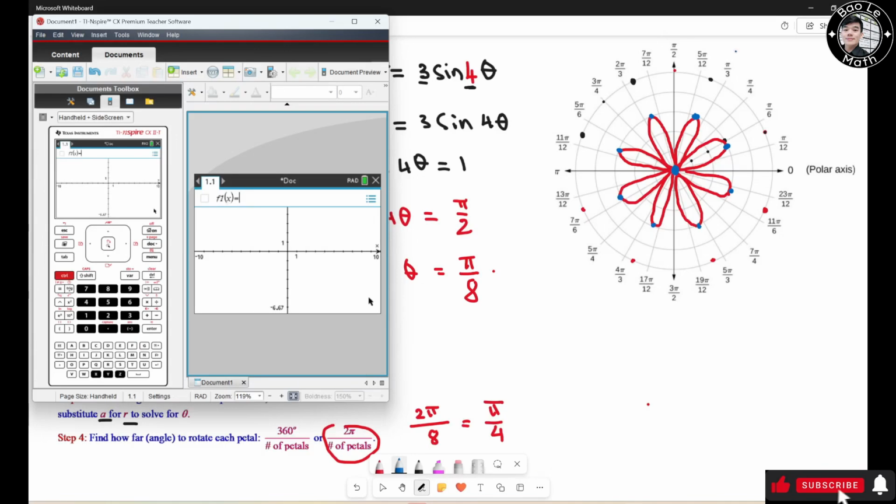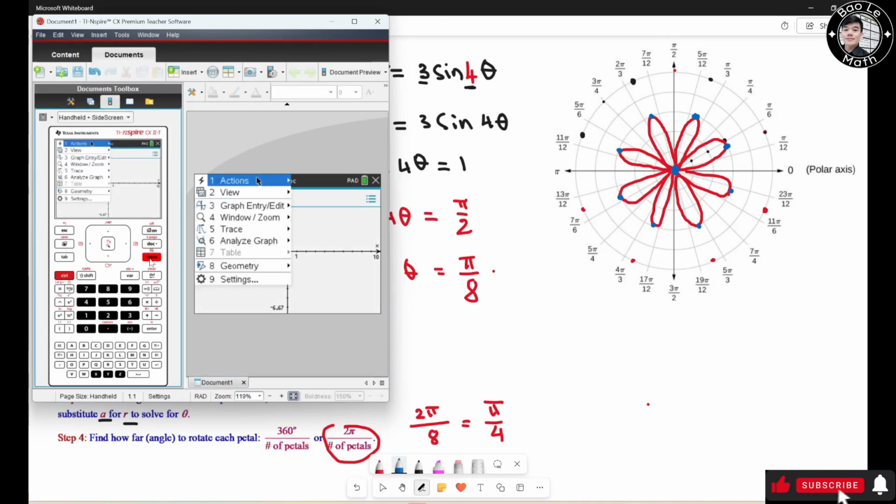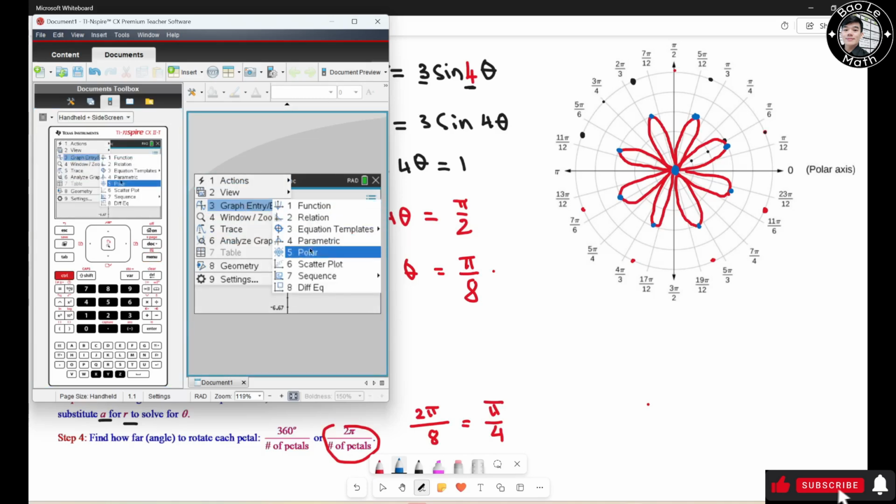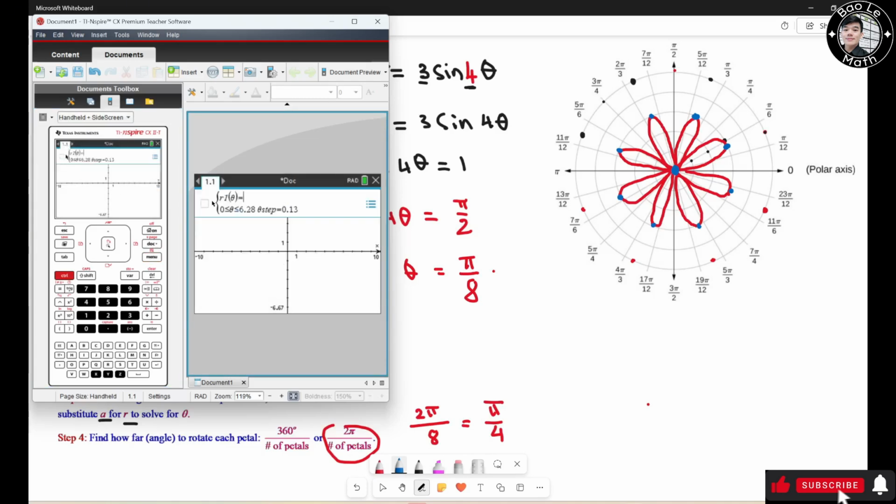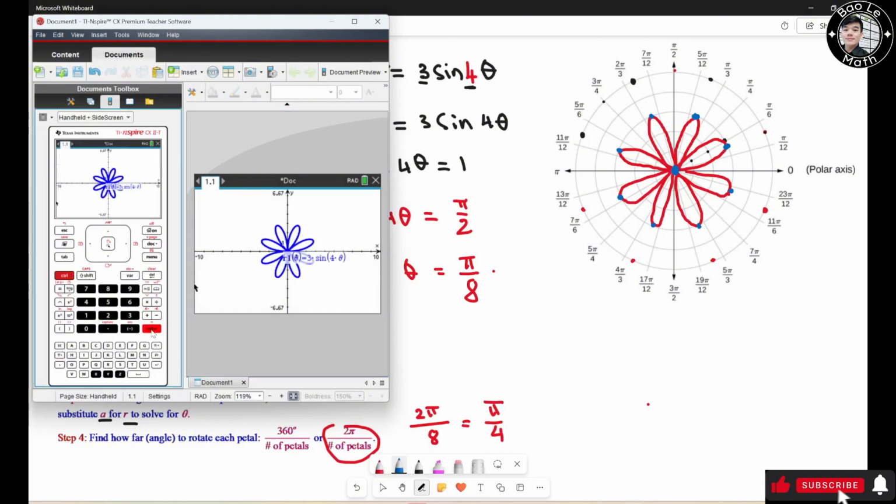So you need to hit menu, number 3, graph entry right here, and number 5, polar. So it's going to be 3 sine 4 theta. So you have 3 sine 4 and theta. It's going to be right here. And you hit enter. It's going to be right here. And you see that you have 8 petals, and this is the rose curve.